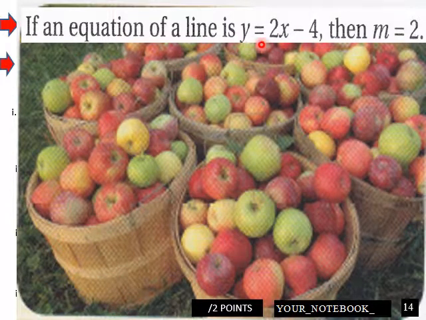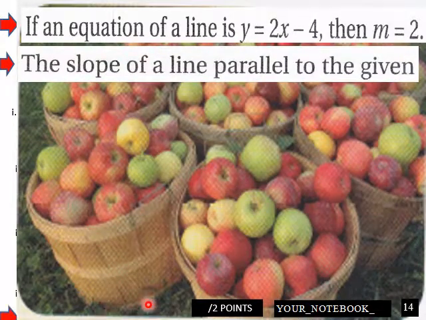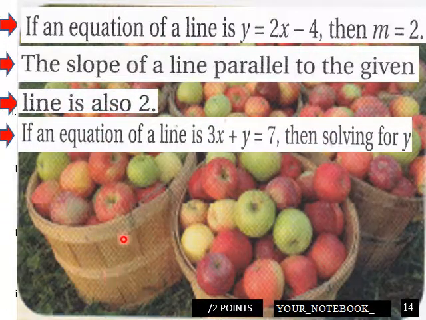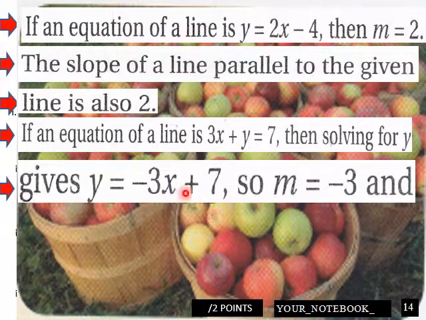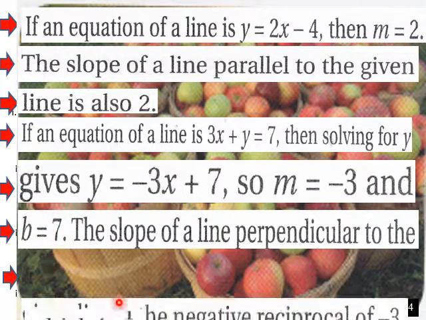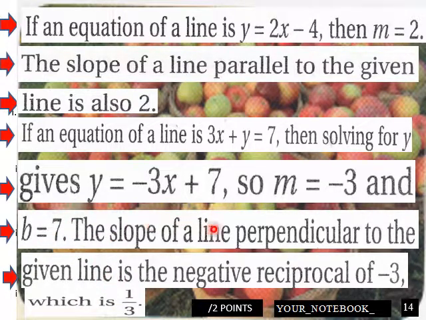So if an equation of a line is y equals 2x minus 4, then m equals 2. The slope of a line parallel to the given line would also have a slope of 2. If an equation of a line is 3x plus y equals 7, and solving for y, it gives us y equals negative 3x plus 7, move this over here. So m equals negative 3, and b, which is the y-intercept, would be 7. The slope of a line perpendicular to the given line with a slope of negative 3 would be 1 over 3. The negative inverse of negative 3 would be 1 over 3.